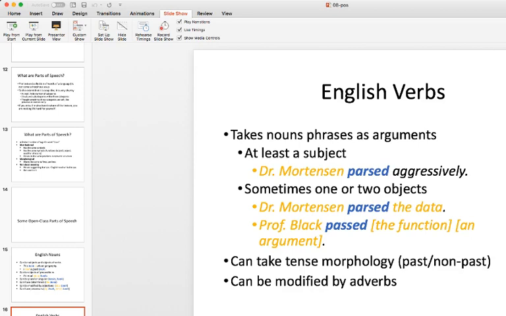They can also take tense morphology. So all verbs in English can be either past or non-past, among other things. They also have participles, present and past participles. And they can be modified by adverbs. True of all verbs. So if you can't do any of those things, you're not a self-respecting verb.